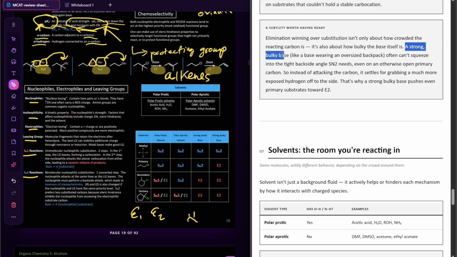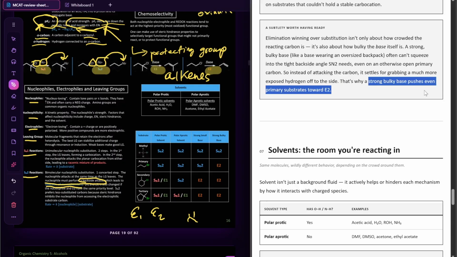So a strong bulky base, like a base wearing an oversized backpack, often can't squeeze into the tight backside angle SN2 needs. Remember that SN2 ends up with inverted stereochemistry because of a nucleophile performing a backside attack. So even on an otherwise open primary carbon, instead of attacking the carbon, it settles for grabbing a much more exposed hydrogen off to the side. And that's why a strong bulky base pushes even primary substrates toward E2.